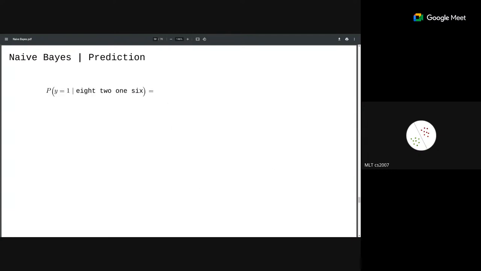So far we have just been calculating P of x given y. So we now need to calculate the whole thing, right? P of y given x, that is the probability actually. So that is the Bayes rule.